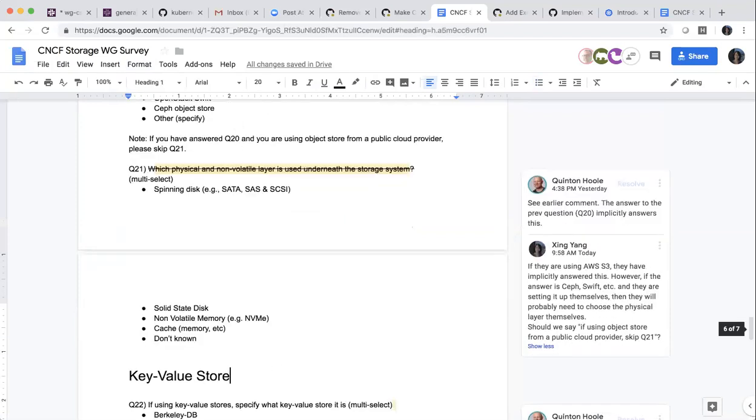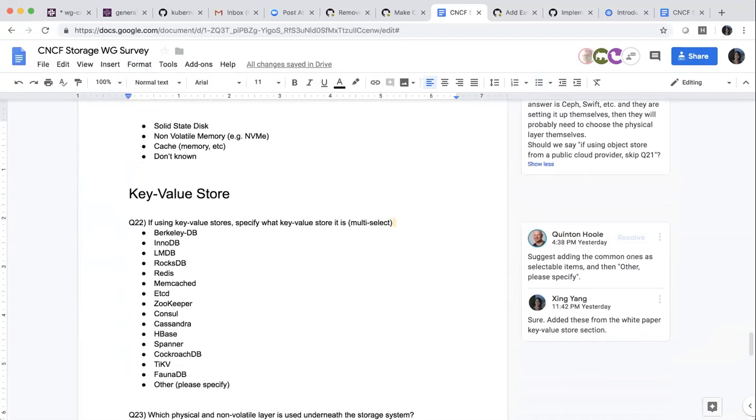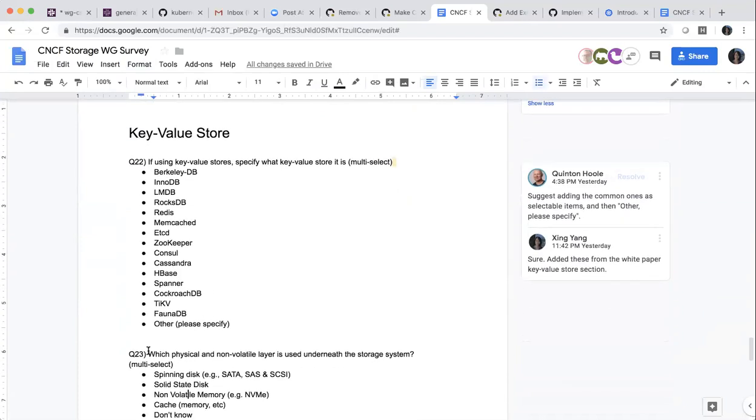Okay, all right. So I also have this one. Basically it just listed all the key value stores. This is from the white papers. Those are all referenced in the white paper, basically. So I don't know if there are other well-known ones that we want to list here. Okay, so I'll just remove this question too.